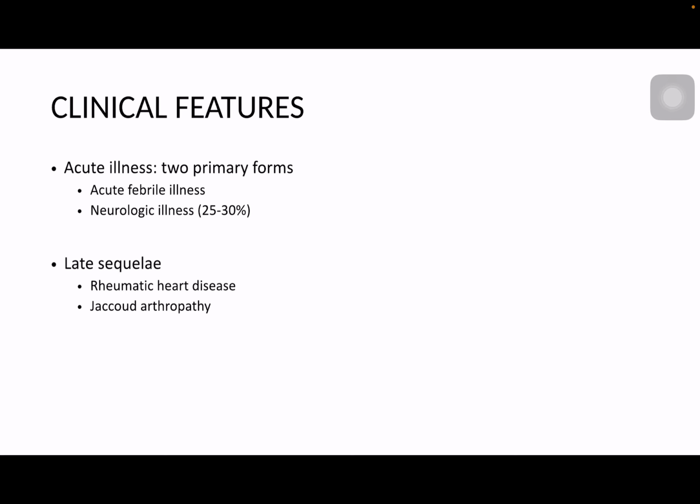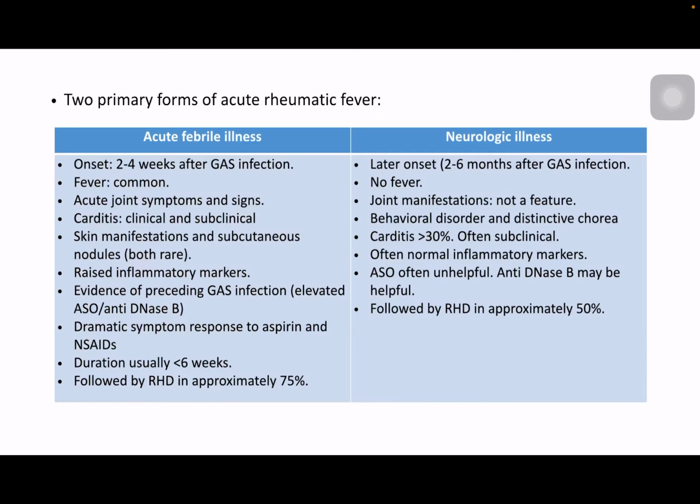Remember, Jaccoud arthropathy is a deformity of the joints which is associated with systemic lupus erythematosus as well as rheumatic fever. So Jaccoud arthropathy is simply a joint deformity, a deformity which is present in the joints. So, acute febrile illness and neurological illness. The neurological illness is basically synonymous with chorea.